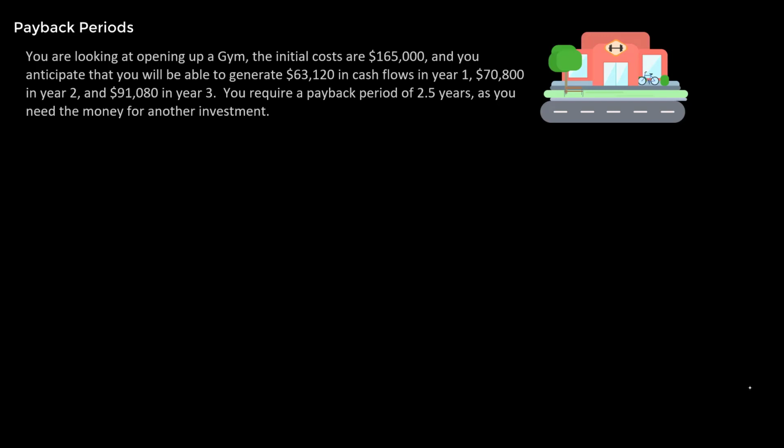So let's begin. You are looking at opening up a gym. The initial costs are $165,000, and you anticipate that you'll be able to generate $63,120 in cash flow in year one, $70,800 in year 2, and $91,080 in year 3. You require a payback period of 2.5 years as you need the money for another investment.